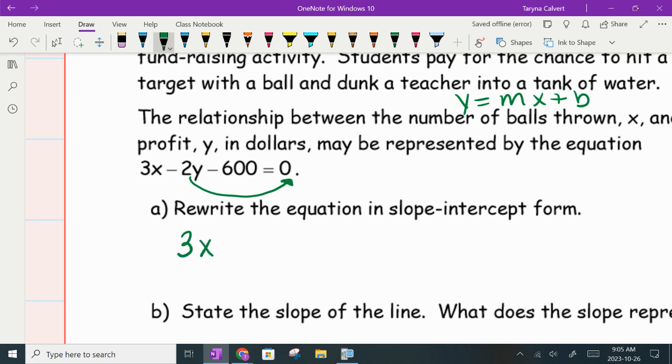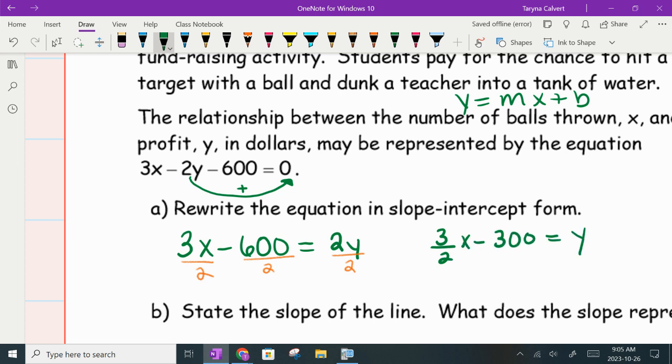So I have 3x minus 600 equals, because if I move it, it changes to a positive. Because remember, we're adding 2y, balancing. And then now we can divide everything by 2. So it looks like we have 3 over 2x minus 300 equals y.